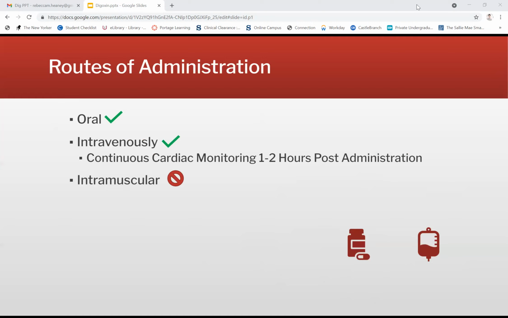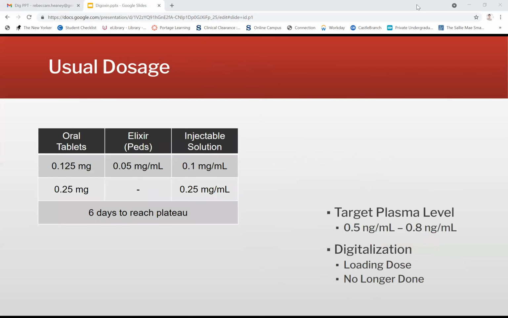Digoxin is excreted by the kidneys and has a 1.5-day half-life. When taken orally, effects are seen after 30 minutes with an expected peak within 4 to 6 hours. Digoxin can be administered by mouth as tablets available in 2 doses, either 1/8 milligram or 1/4 milligram, and also as an elixir for use in pediatric patients. When used intravenously, digoxin comes in 2 formulations, 1/10 of a milligram per milliliter and 1/4 of a milligram per milliliter.